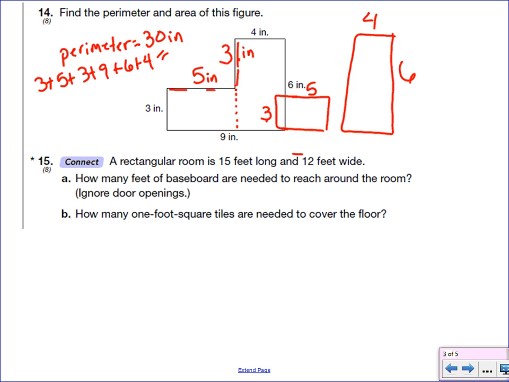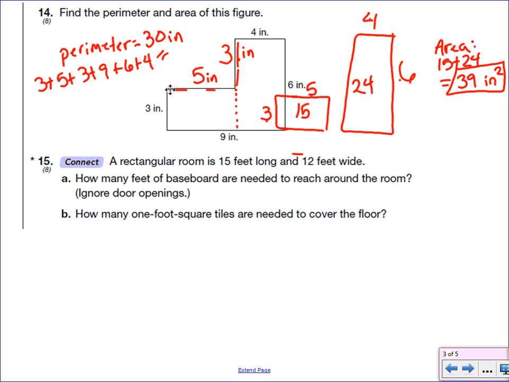So this one would be 3 times 5, which is 15. This one would be 4 times 6, which is 24. And then you add those. So 15 plus 24 is 39. And the units are inches. So area's units are inches squared.